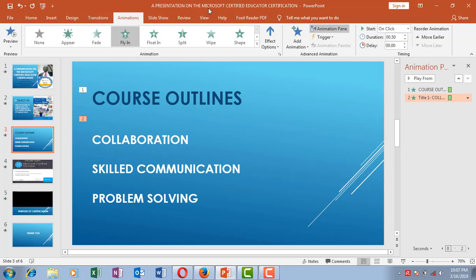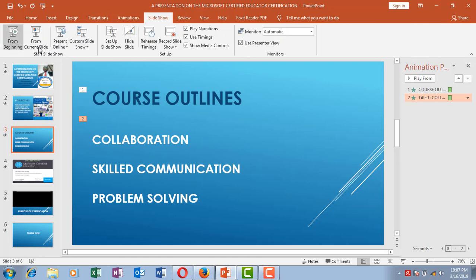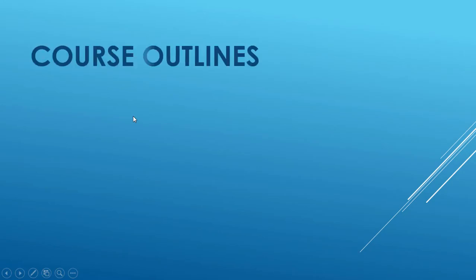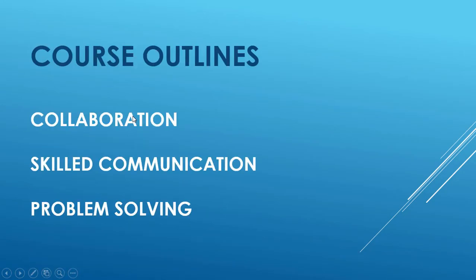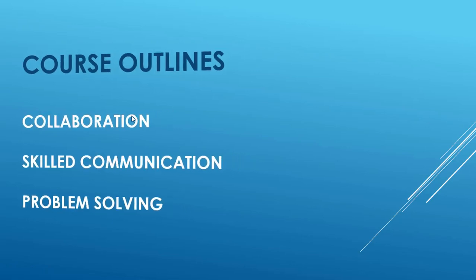So I can go to the slideshow, and instead of going from the beginning, from the current slide, so here now I'm going to have course outline, which is correct, and it's going to come out right. I hope you understand the case. So it's very simple to do a PowerPoint, very simple.